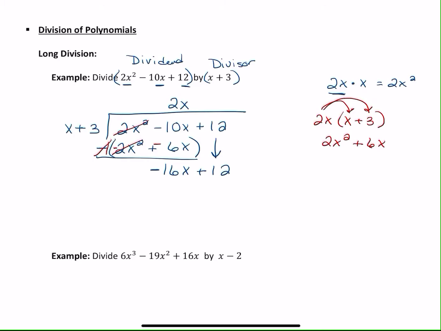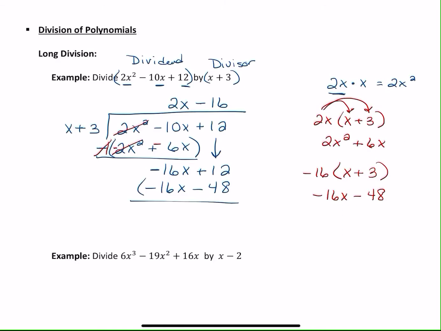Then I start the process over again. I'm looking at my x and my leading term here. What do I multiply x by to get negative 16x? So here I'm going to multiply by a negative 16. So negative 16 times x plus 3 is going to give me negative 16x minus 48. And I'm going to line that up under my division so I can subtract.